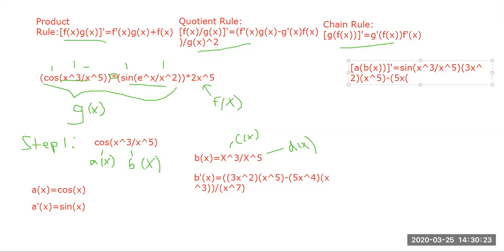Not sure where this came from. What we got here? Okay, there we're good. To the 4th, x to the 3rd, by x to the 7th.